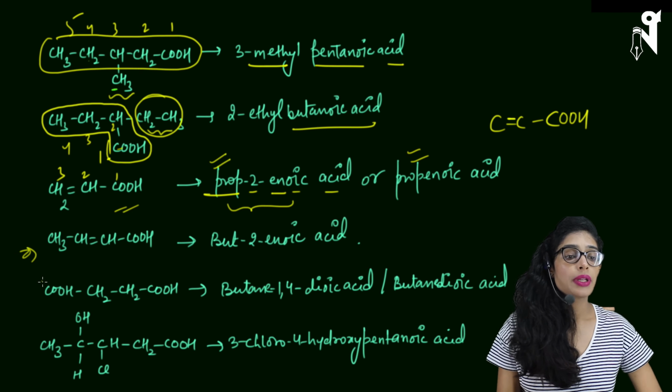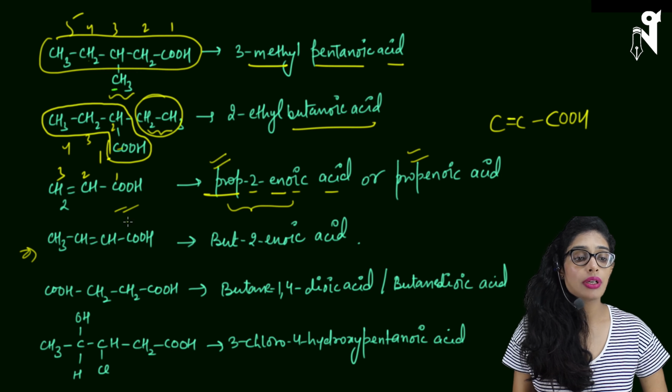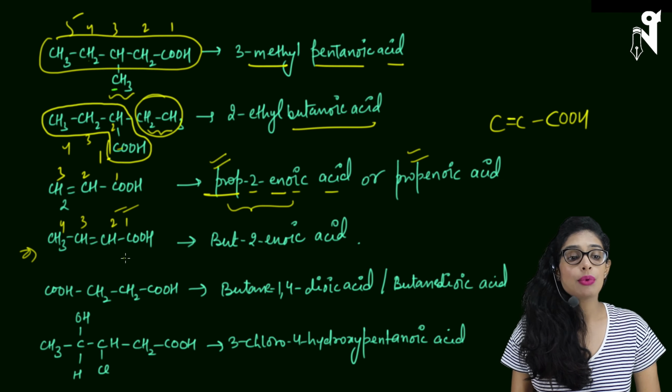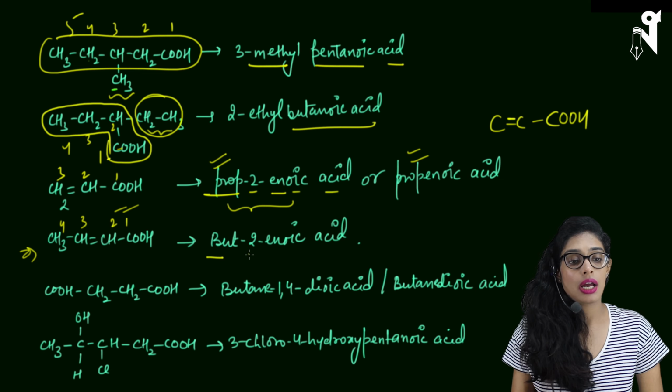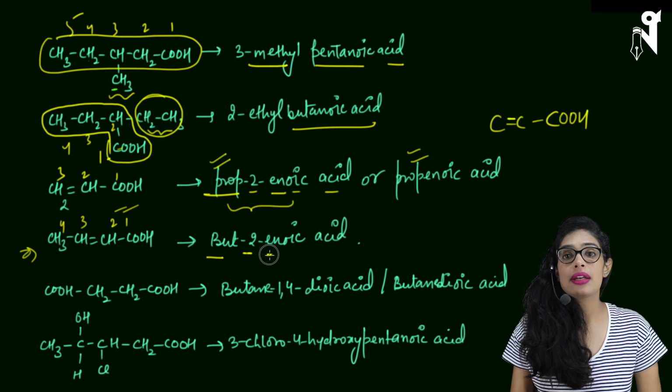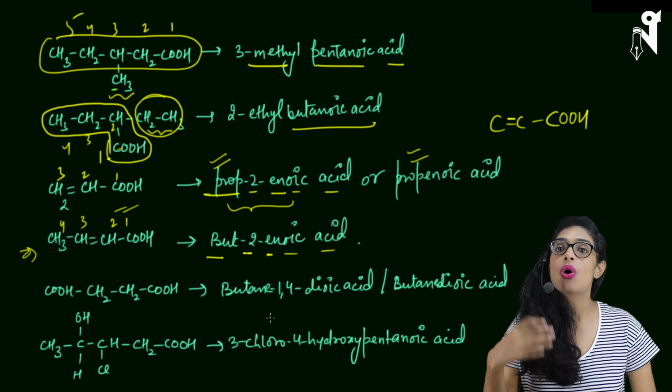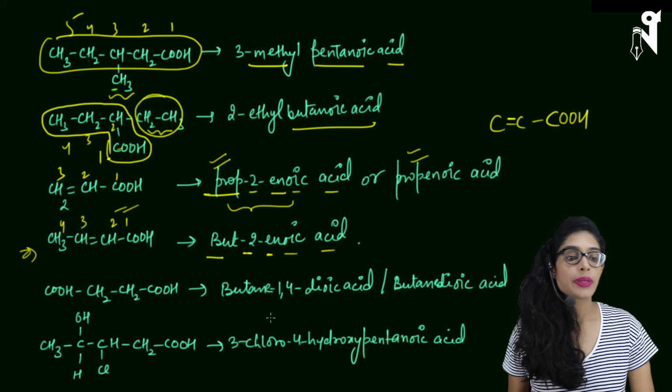You have 4 carbons, again a double bond here. We will start numbering from COOH. So my double bond comes on the second position, and the name will be but-2-en-oic acid. The 2-en represents that the double bond is on the second position, and then oic acid. I'm not mentioning the position of oic acid. Why? Because always the position is going to be 1.